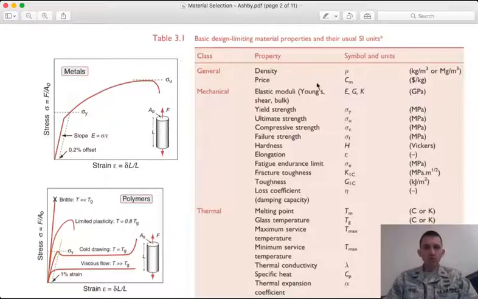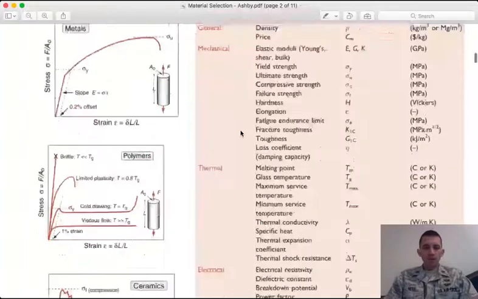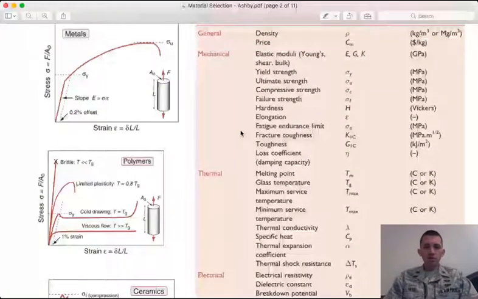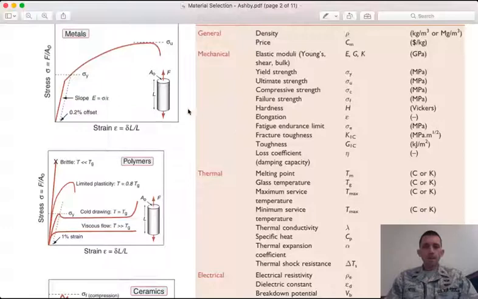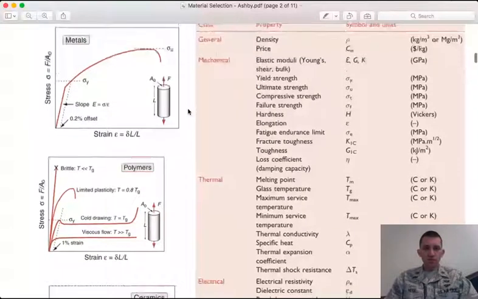From a government standpoint, price is not always the controlling factor, right? You may be able to pay more to get more performance, and that might be necessary. Probably the biggest category of material properties are mechanical material properties, right? We saw that we focused on mechanical properties of metals. That was our first introduction to mechanical properties in this course. And there's a lot of different ways to describe the mechanical properties of a material, right?